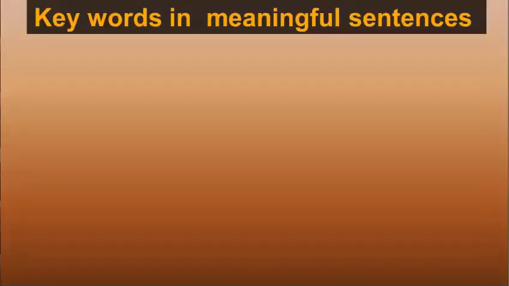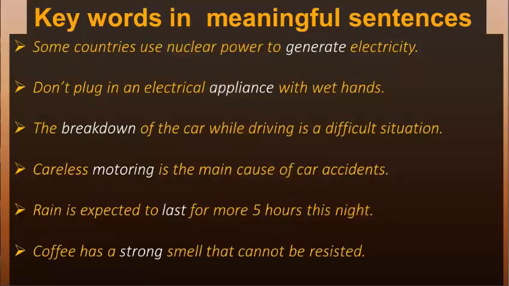Let's have some meaningful sentences containing these words. So the first one, generate. What can I say about generate? Some countries use nuclear power to generate electricity. Appliance, electrical appliance like television, like radio, like air conditioner, laptop, computer, all these are appliances. Don't plug in an electrical appliance with wet hands. It's dangerous. You can be shocked by electricity.